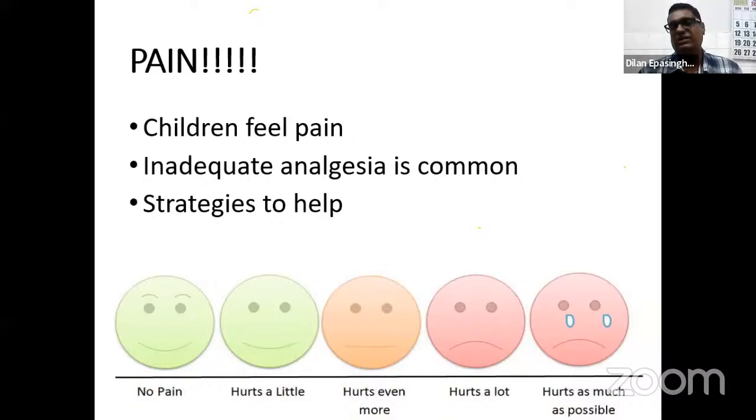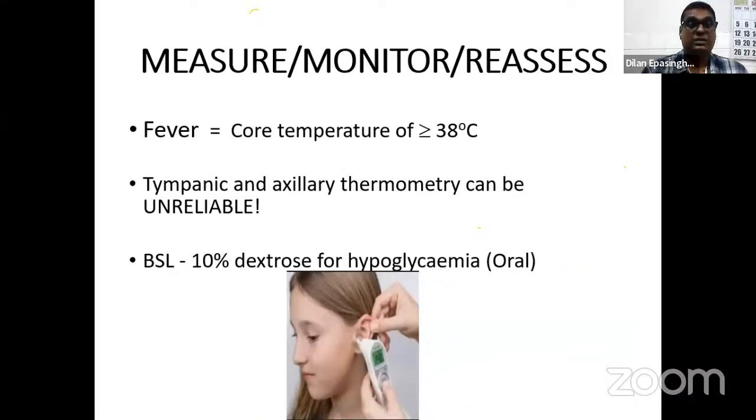So, sorry, they have a ladder chart. There are different charts, but I used to use this one. This is a face chart, very important with pain management. Right. The next step is very important: measure, monitor, and reassess the patient.